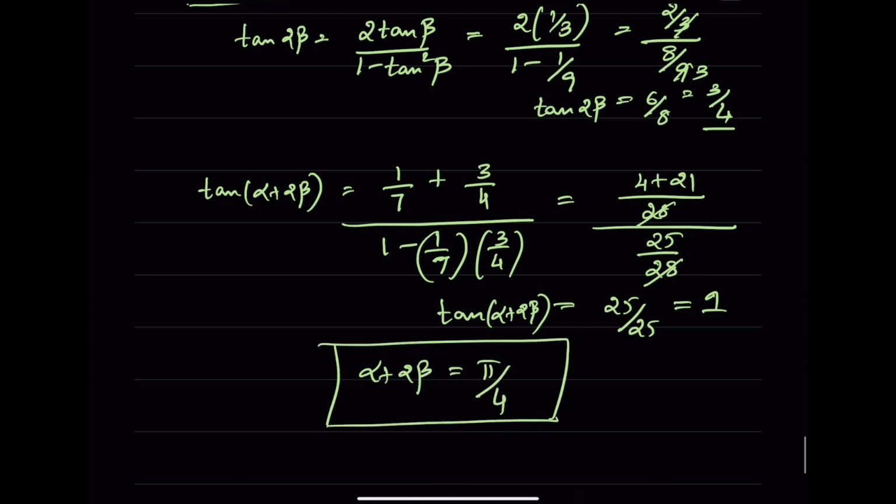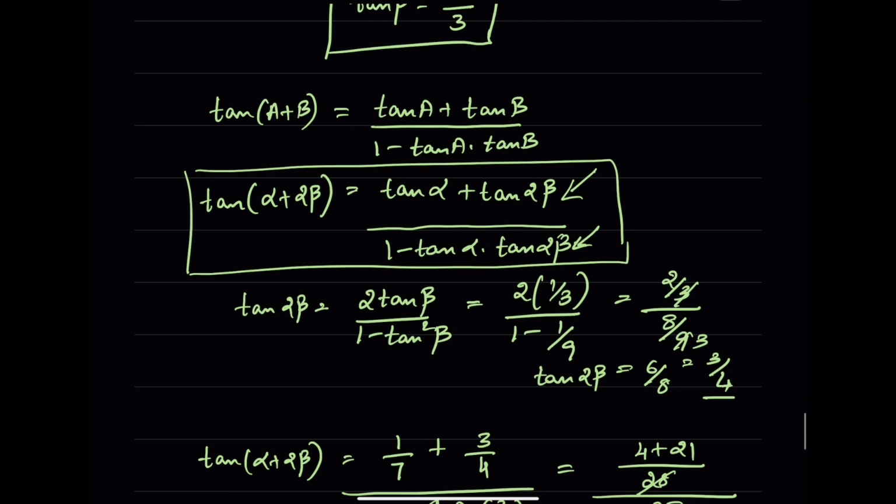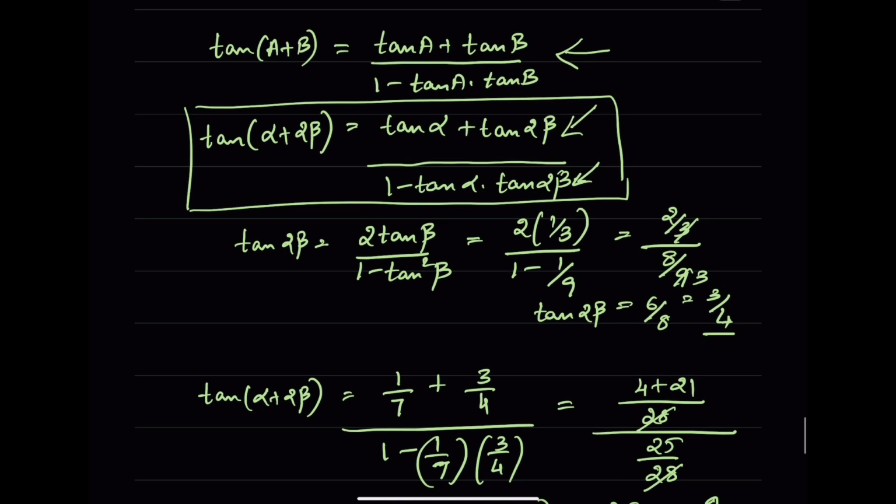So this is how we can prove that alpha plus 2 beta is pi by 4 by application of two important concepts here. One is this formula, which is tan of a plus b. We have solved a lot of questions related to this in other playlist. Please refer that. And another application we did is application of tan 2 beta, which is nothing but tan 2x or tan 2a, however you want to recall it. So now let's go to the next question.